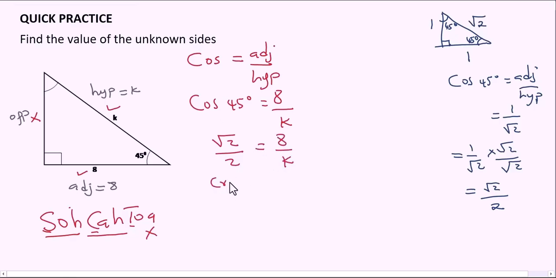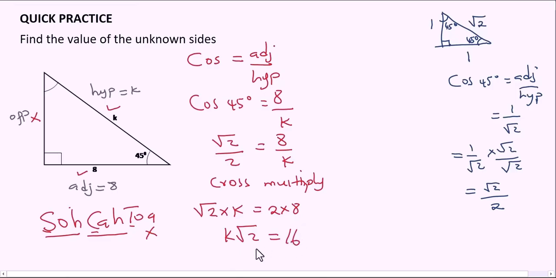At this point, you can cross multiply. Okay, don't mind me trying to write fast. So we have root 2 multiplied by k is equal to 2 multiplied by 8. So this becomes k root 2, or root 2 k, and 2 times 8 is 16. So we have to divide both sides by root 2. Let's continue from this very point.